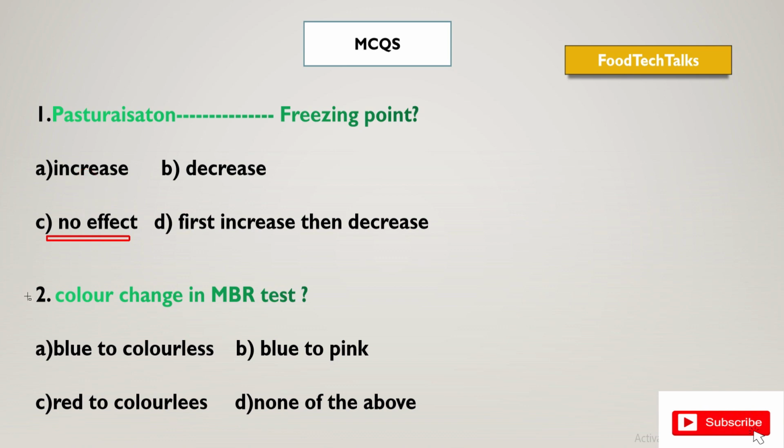Color change in methylene blue reduction test. Here the options are A blue to colorless, B blue to pink, C red to colorless, and option D none of the above. Here option A, blue to colorless, would be the right answer.